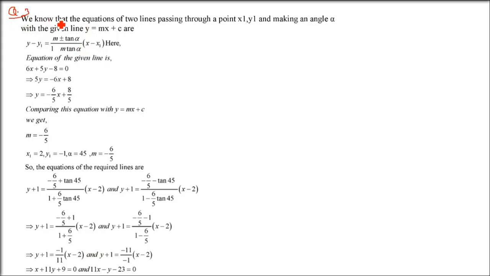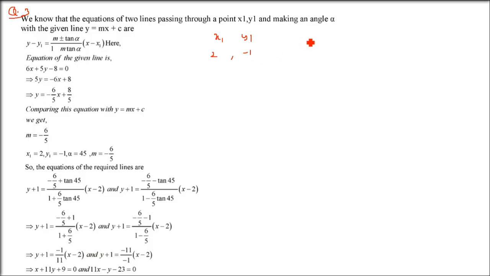Now this is the third question, exactly like what we have done already. Find the equation of the straight lines passing through (2, minus 1) and making an angle of 45 degrees with the line 6x plus 5y minus 8 equals 0. Exactly the same. So the main things, let me write it here. And it is passing through (2, minus 1). So x1 is 2, y1 is minus 1.